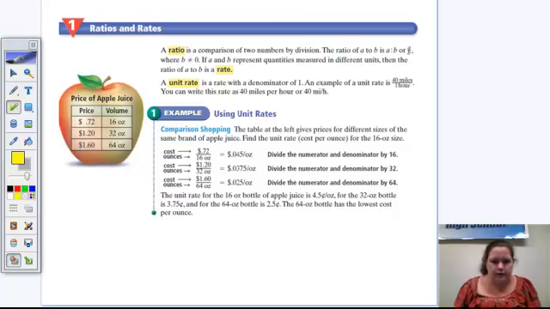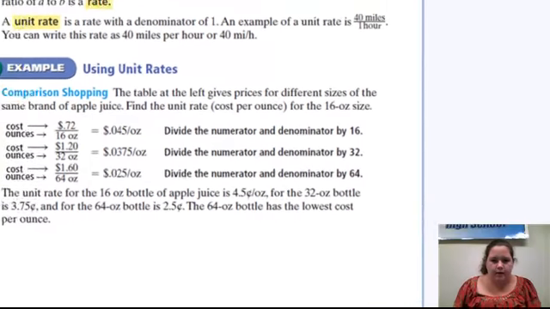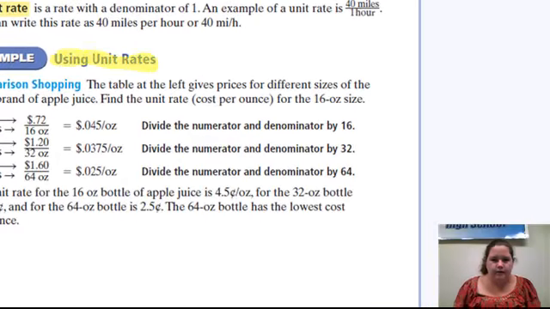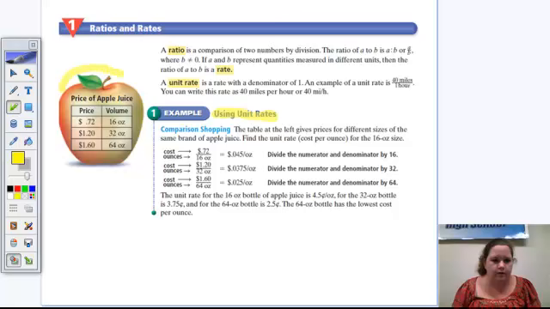Alright, we're looking at this part here, this example, using unit rate. It says comparison shopping. The table at the left gives prices for different sizes of the same brand of apple juice. So, right over here, you see our apple, and it says 72 cents for 16 ounces, $1.20 for 32 ounces, and $1.60 for 64 ounces. Let me take those off now because you've seen it.